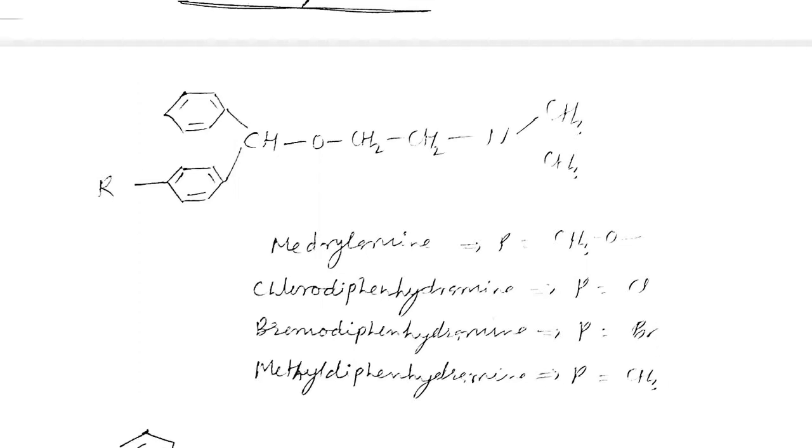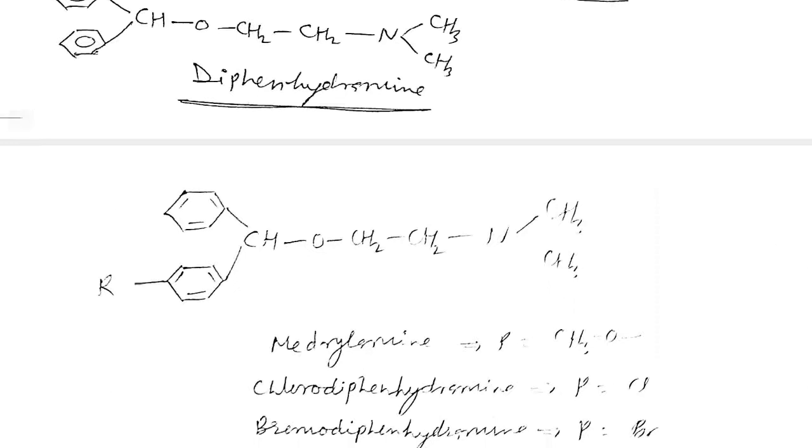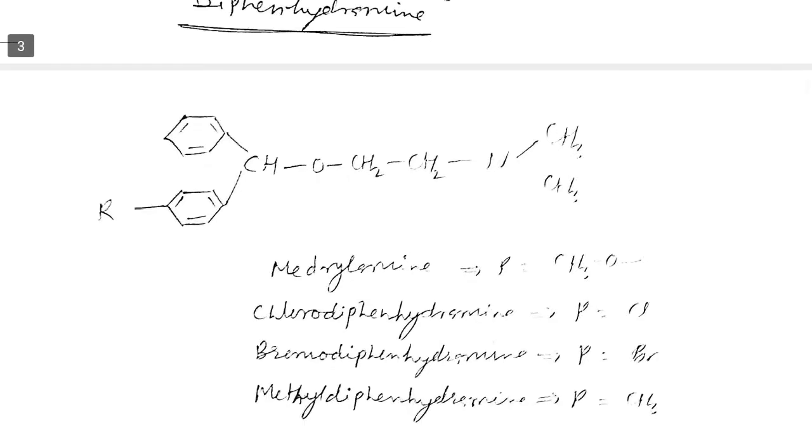What happened? The para position. Look at the diphenhydramine structure: only one substitution. So there is the one para position of one benzene, substituted by a chlorine group, then chlorodiphenhydramine, then a bromo group, then bromodiphenhydramine, and there is methyldiphenhydramine. Medrylamine contains methoxy groups at the R positions. So these are derivatives of diphenhydramine.